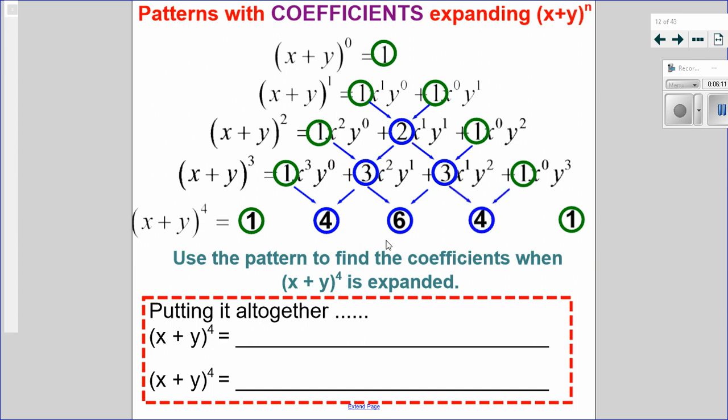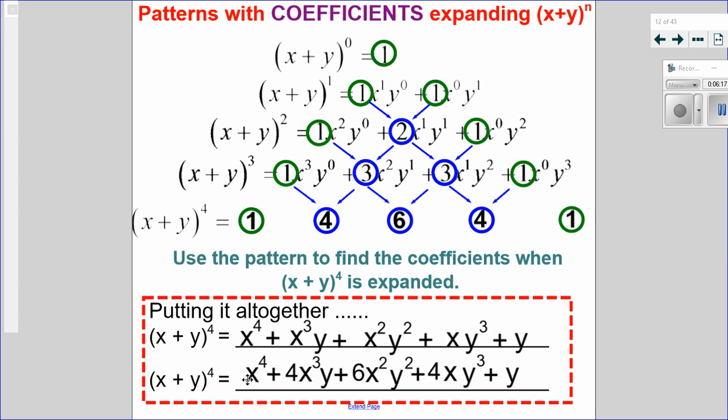So let's put that pattern all together. So we know what the pattern is with the variables. Let's just add the numbers in front of that. So 1, 4, 6, 4, 1. And now I've expanded it.